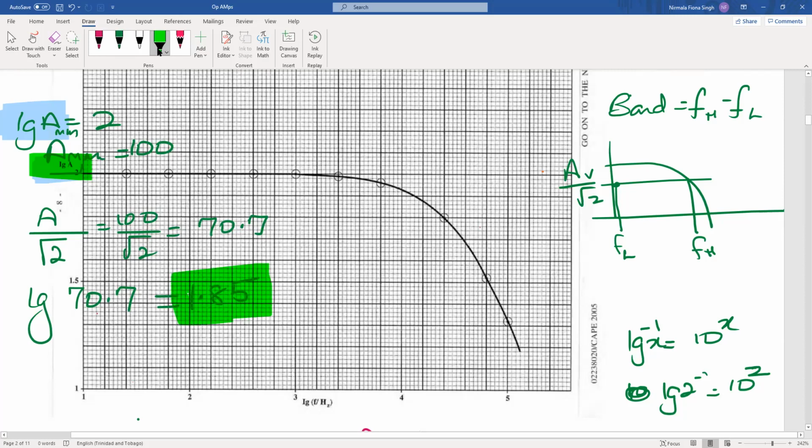So I look for 1.85 because 1.85 is on the log scale. Let's just erase this. I look for 1.85. It's a little higher value: 1.5, 1.6, 1.7, 1.8, 1.85 is the middle. So this will be my FH. I just read it down. Okay, that's really poor reading. And my log of FH is equal to 4.23.